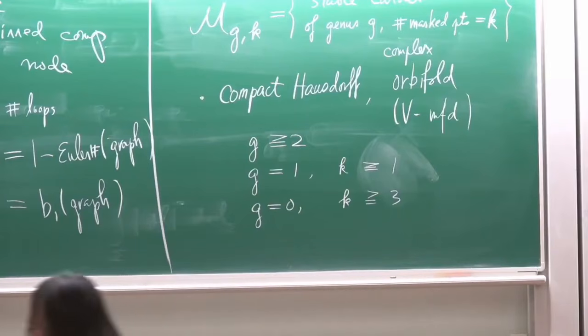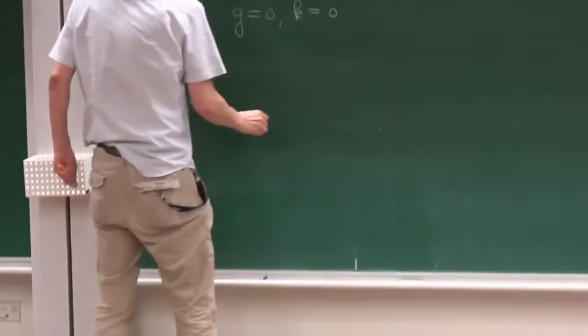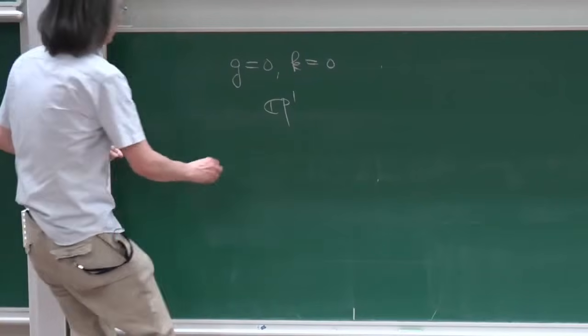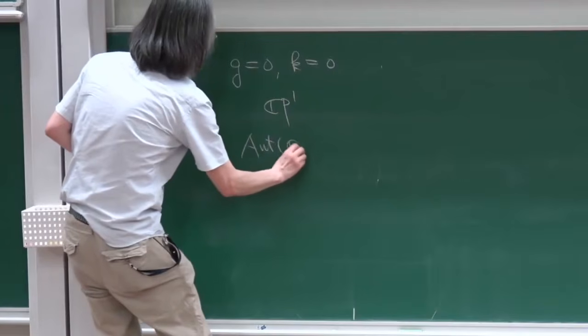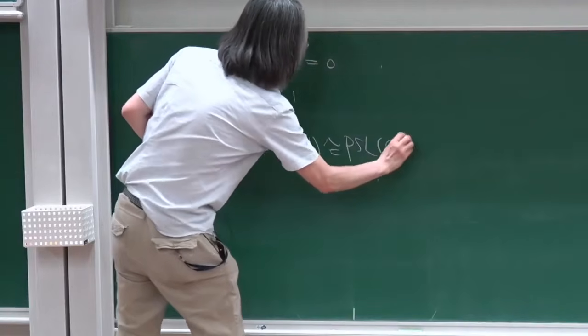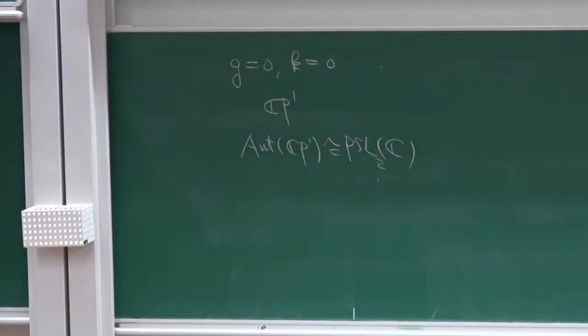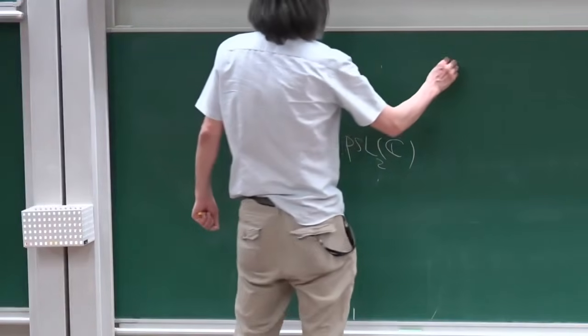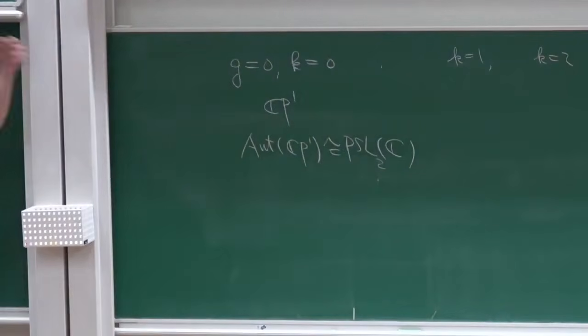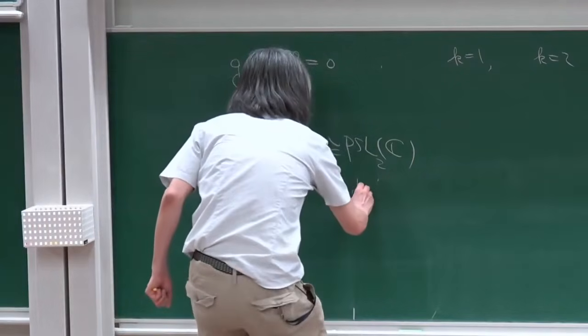For instance, if g equal to 0 and k equal to 0, certainly we have CP1, only CP1. So it's just one object. You may think that it's okay, but this one has automorphism, PSL(2,C), and so it's infinite. For k equal to 1, k equal to 2, still you have non-trivial automorphism.